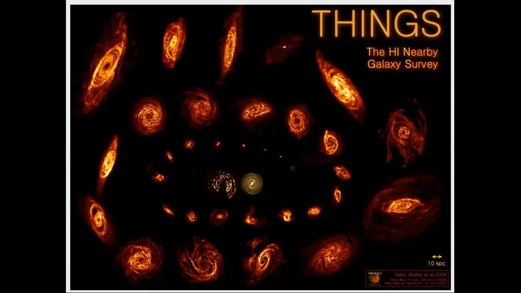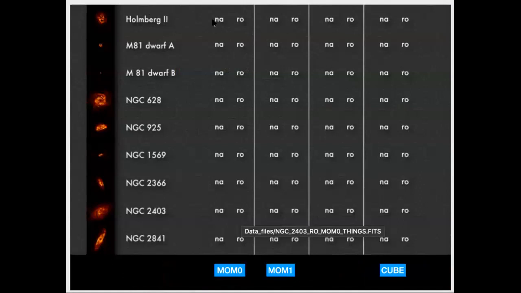And once you go to that URL that I have given you, you see a download chart like this, where this column gives you moment zero, this column gives you moment one, and this gives you the cube that I have talked about. So for example, if I put the cursor here and right click and say download, it will download a moment zero map or moment zero image of 2403. So this is the name of the data essentially. There are two types of maps here. Let's not bother about it. We will use only one type.